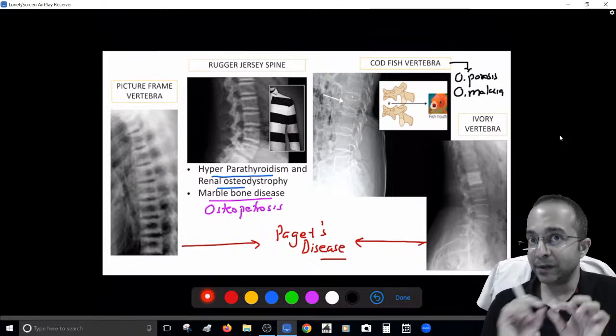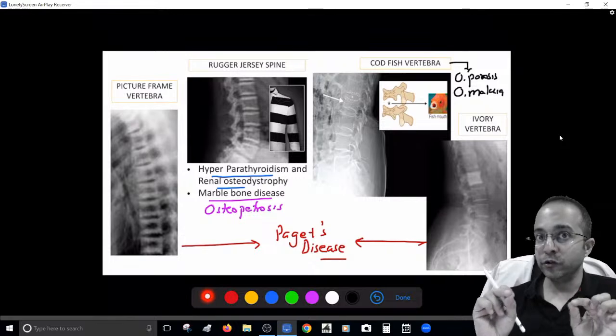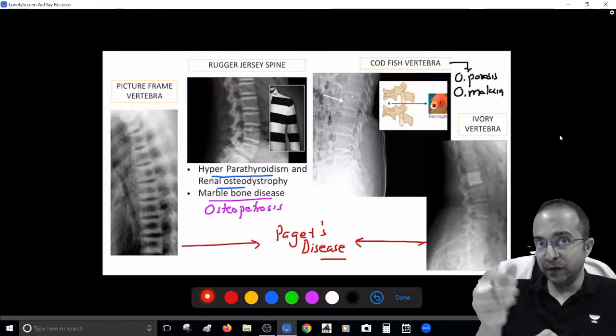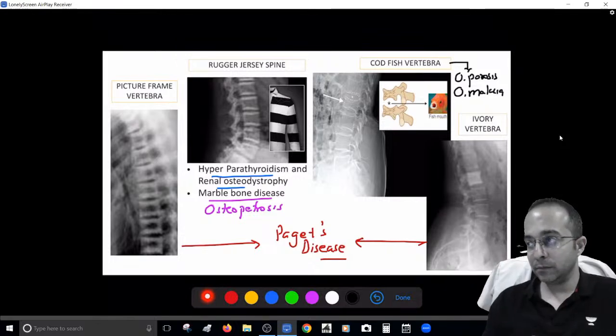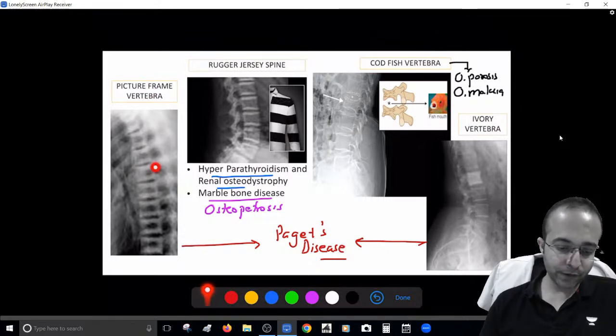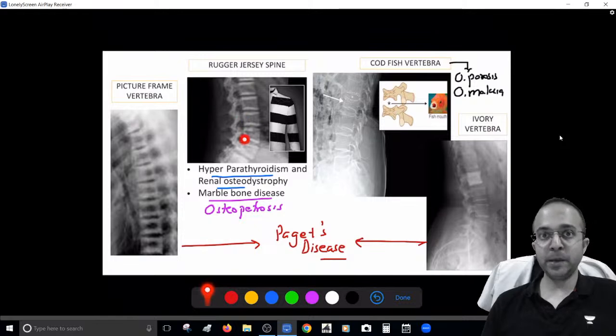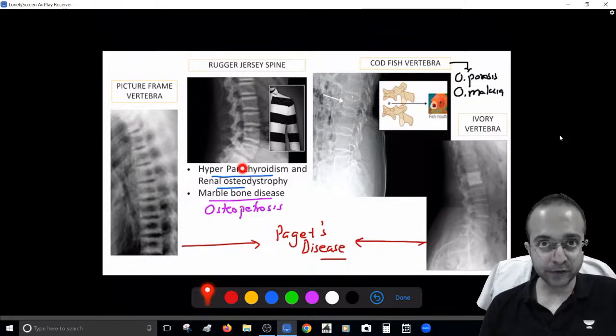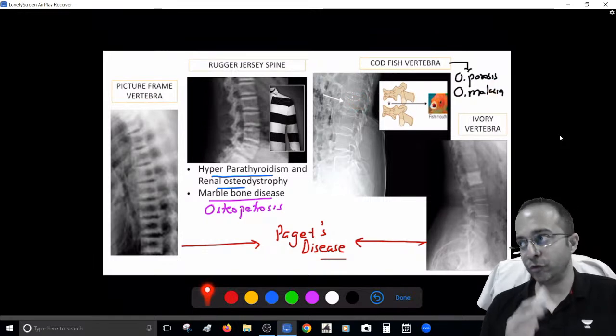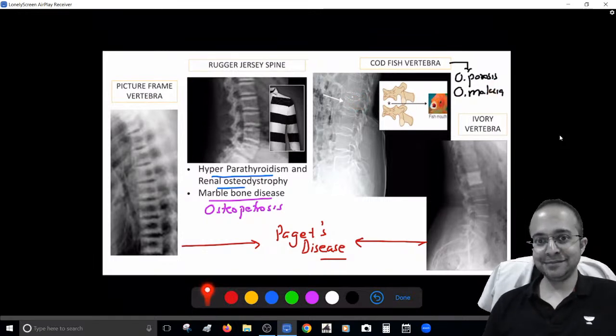So are you guys clear with the causes you have to keep in mind if you see this special type of vertebrae? Picture frame vertebra, whitish vertebra, Paget's. Rugger jersey spine, osteopetrosis or hyperparathyroidism. These fish mouth type of vertebrae, osteoporosis, osteomalacia. Clear with that? Paget's में ivory vertebra, picture frame vertebra.